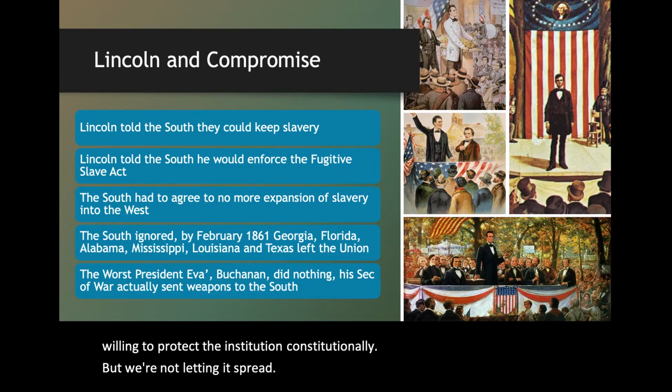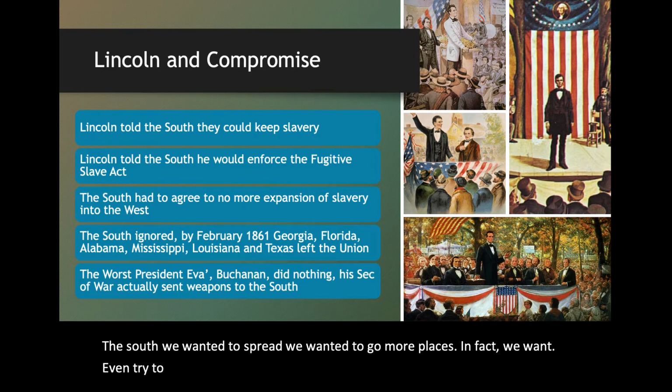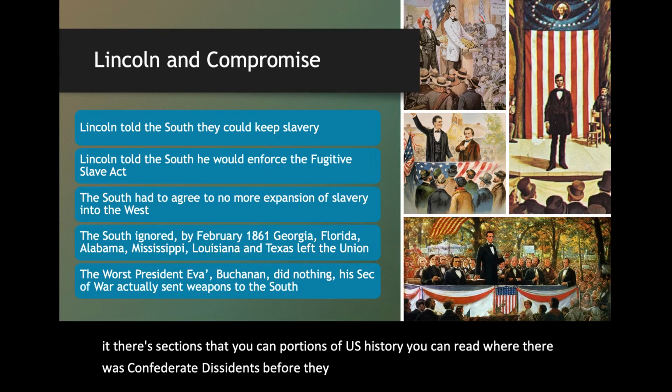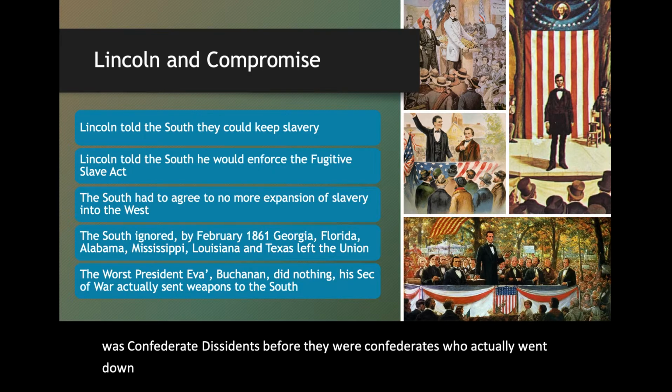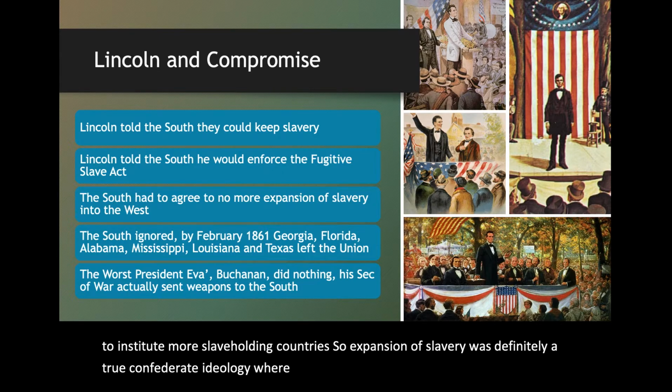And the South says, we want it to spread. We want it to go more places. In fact, we want to even try to take over Cuba and put slaves in there. If you read about it, there are portions of U.S. history where there were Confederate dissidents, before they were Confederates, who actually went down to areas in Central America and tried to overthrow governments to institute more slave-holding countries. So expansion of slavery was definitely a true Confederate ideology, where they wanted it to continue to expand.